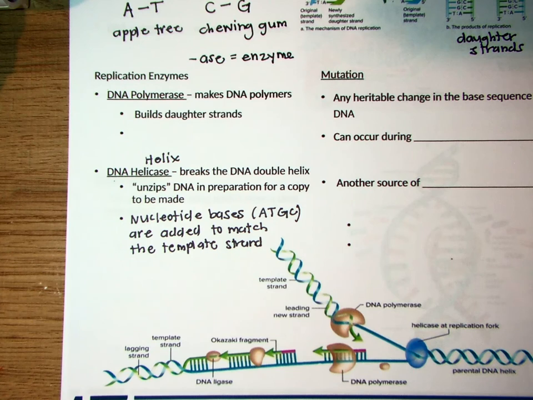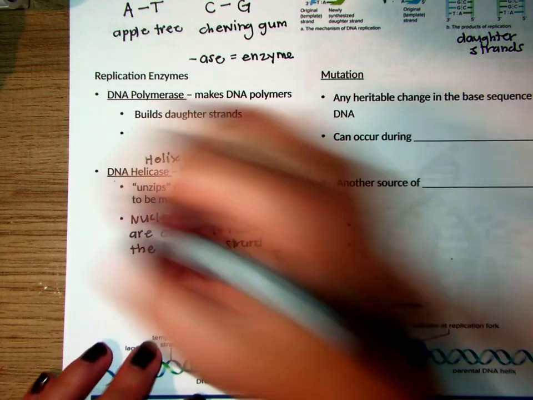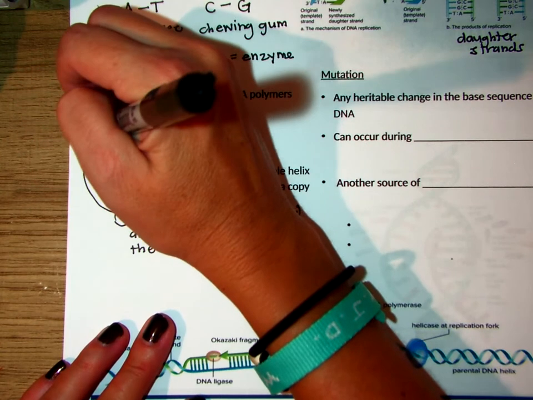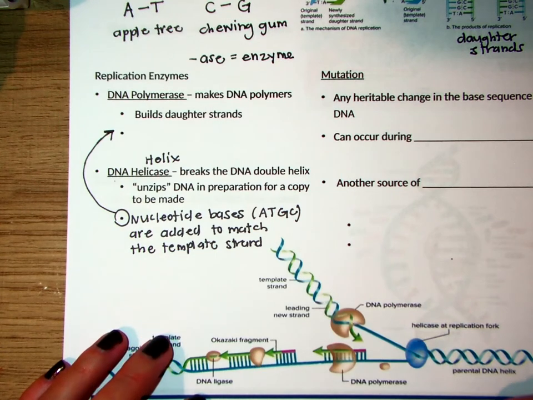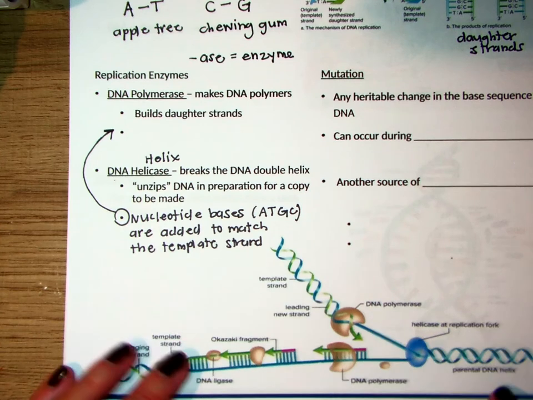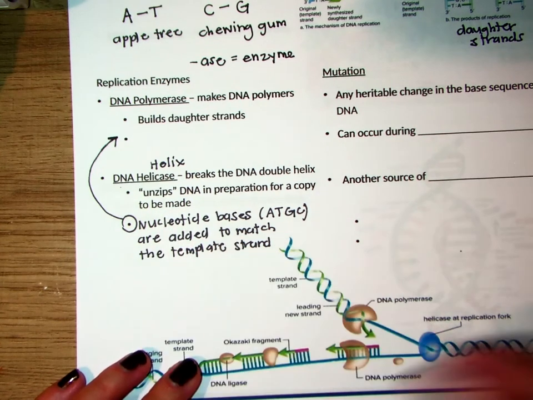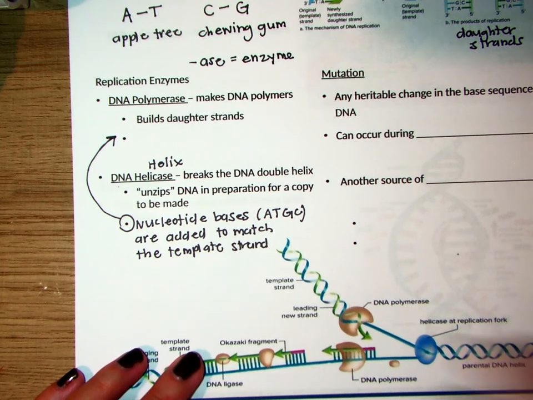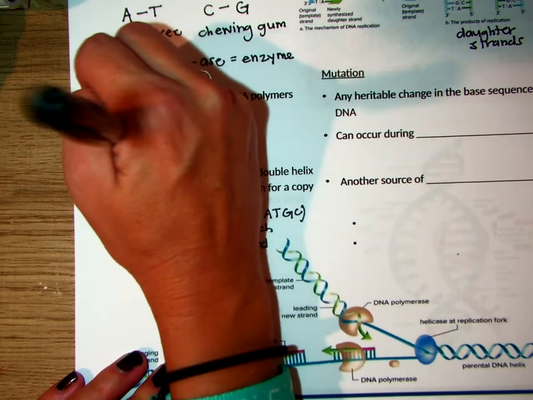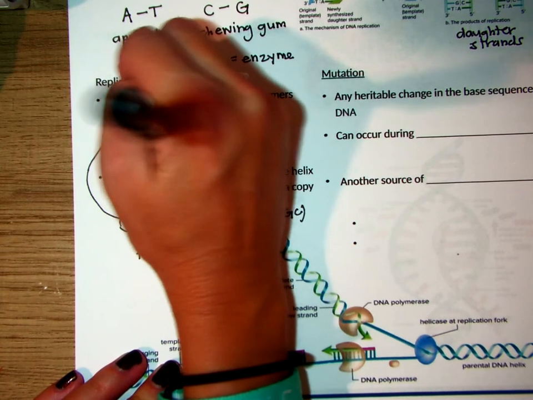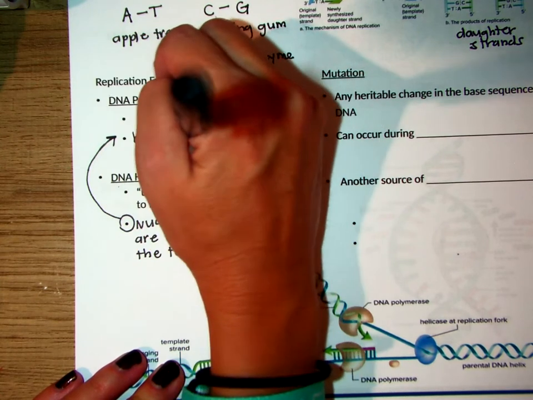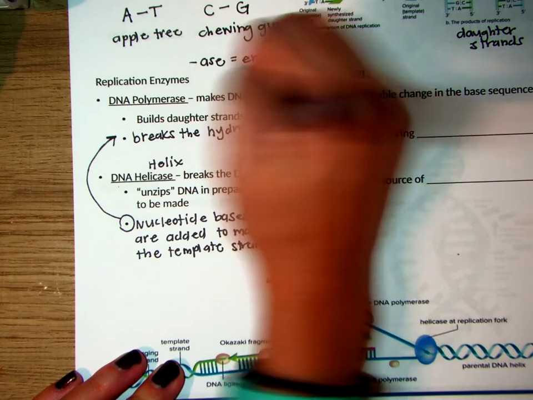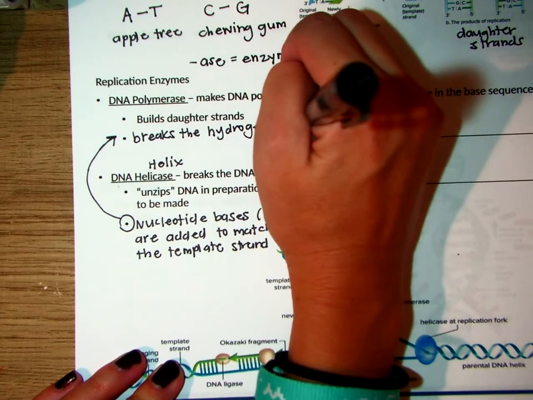Shoot, I was looking at the wrong place. And I've probably really confused you. This goes up here. So we'll come back to that. What should have been written here is it breaks the hydrogen bonds between the nucleotide bases to unzip the helix. I thought that sounded funny. If you have an eraser, erase that and fix it.